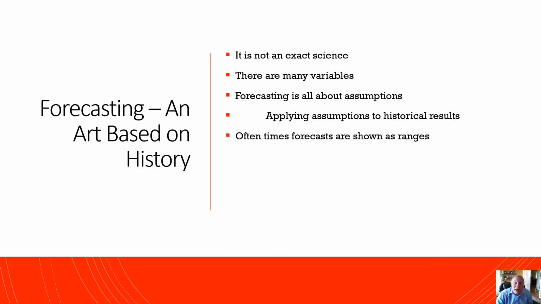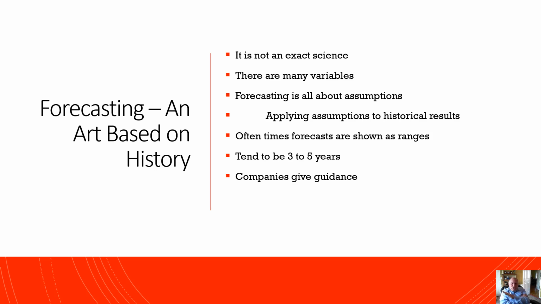Oftentimes, forecasts are shown as ranges. They tend to be 3 to 5 years. Oftentimes, you might hear the word companies give guidance. They will say, we think next year we're going to have sales of between X and X plus 10. So we've got to look at that too. You've got to look at your company and what is the guidance the company itself is giving. Then what are analysts giving?